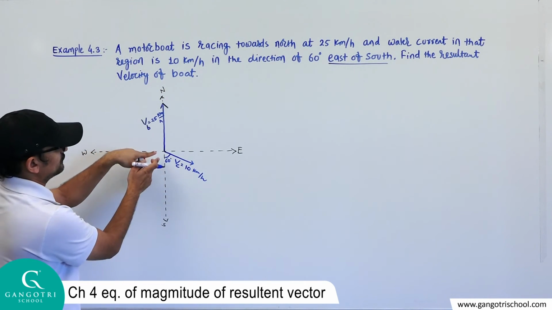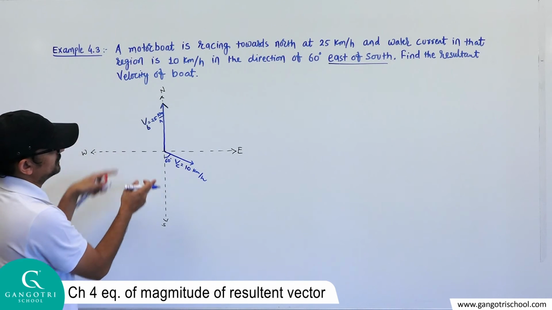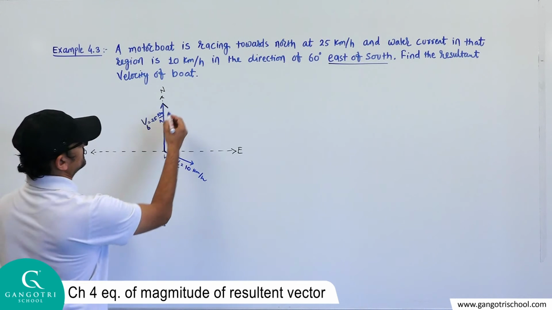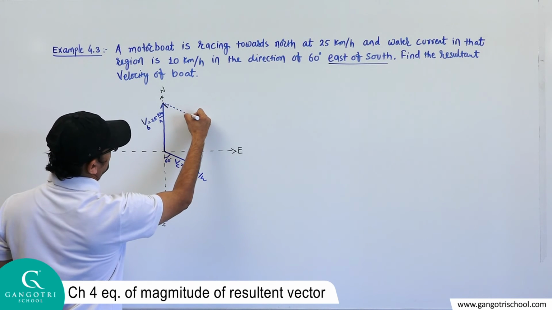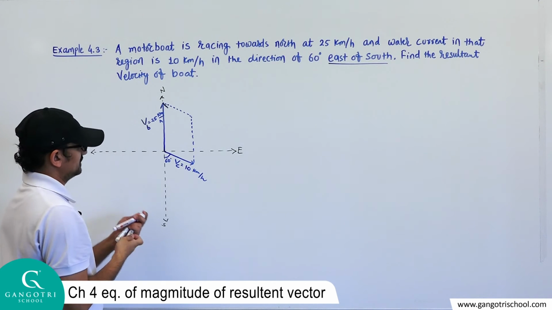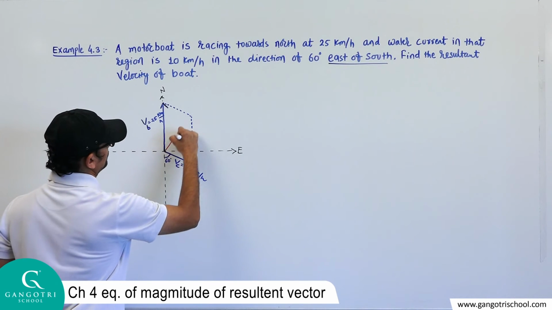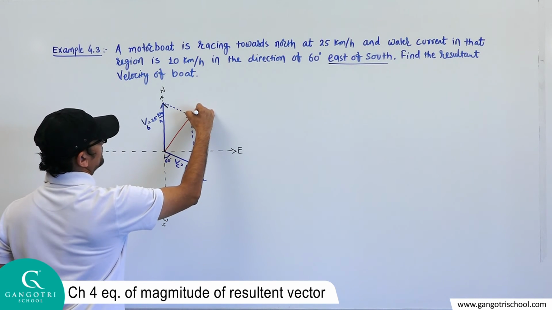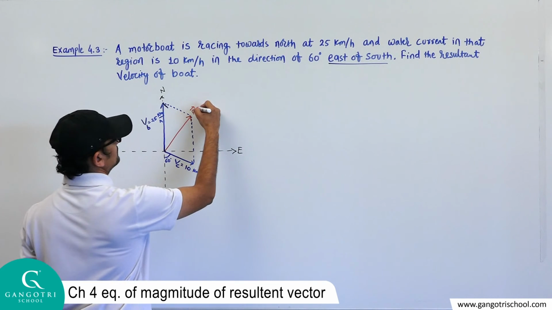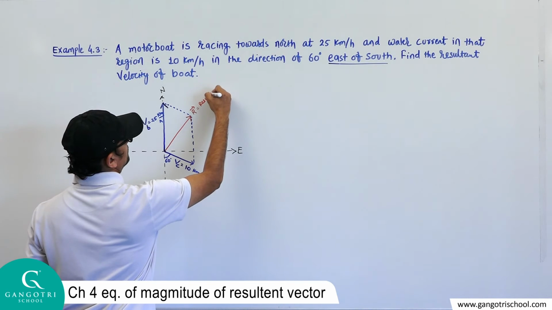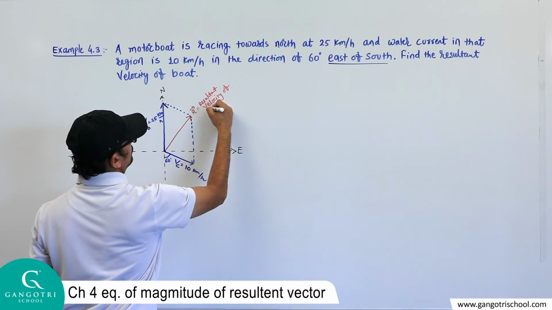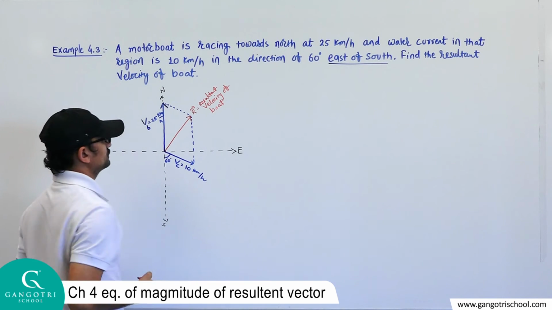So we have two vectors. One vector represents the velocity of the boat, one vector represents the velocity of the water current. Now according to the parallelogram method, first of all complete the parallelogram and now draw the diagonal. The diagonal is your resultant vector. This is the resultant vector R, which represents the resultant velocity of the motorboat that we would like to obtain.